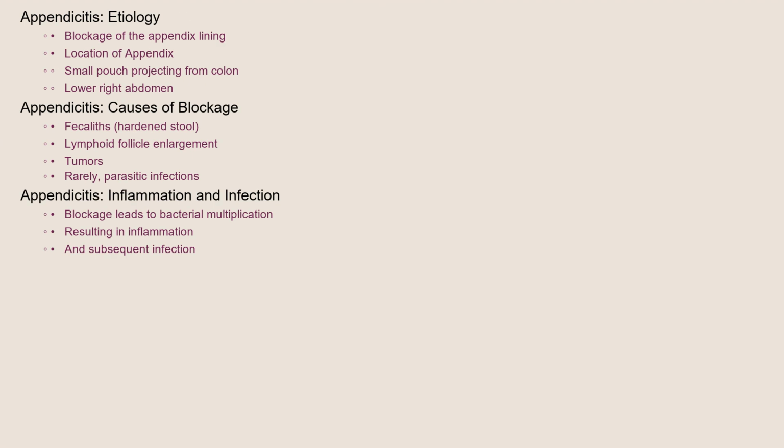Let's start with the causes, or etiology, of appendicitis. The most common cause is a blockage in the lining of the appendix, which is a small, finger-shaped pouch that projects from your colon on the lower right side of your abdomen. This blockage can be due to a variety of factors, including fecalates, which are hardened stool, lymphoid follicle enlargement, tumors, or, rarely, parasitic infections. When the appendix becomes blocked, bacteria can multiply inside, leading to inflammation and infection.